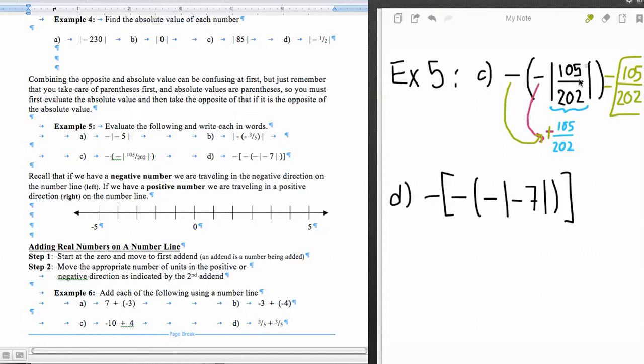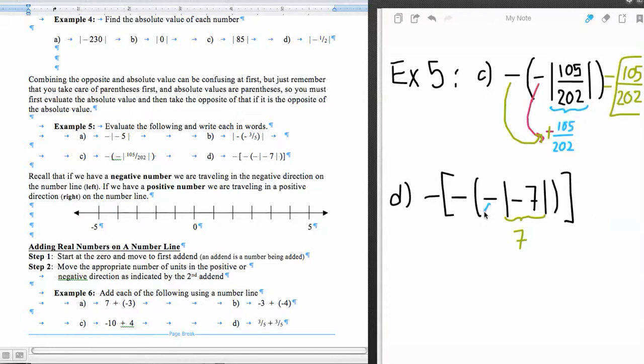Okay, now we're going to go down to the next one and we're going to say the same thing. Now let's read this. This says the opposite of the opposite of the opposite of the absolute value of a negative 7. So the first thing we're going to do is start furthest inside here at the absolute value. The absolute value of a negative 7 is a 7, a number without its sign.